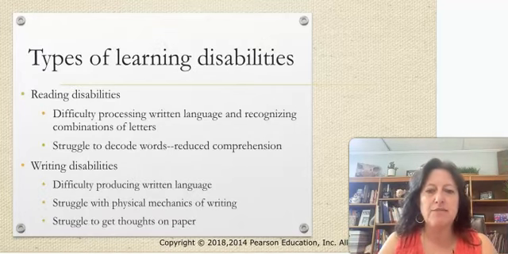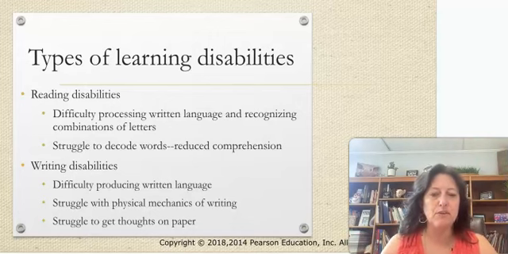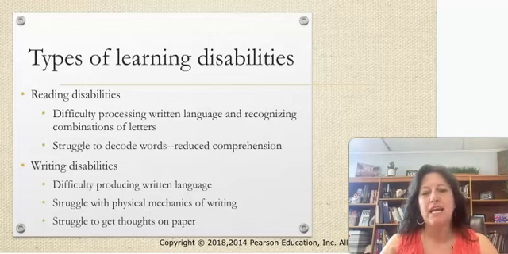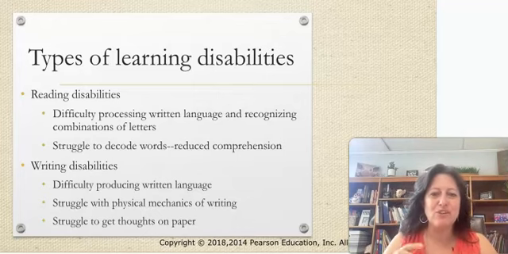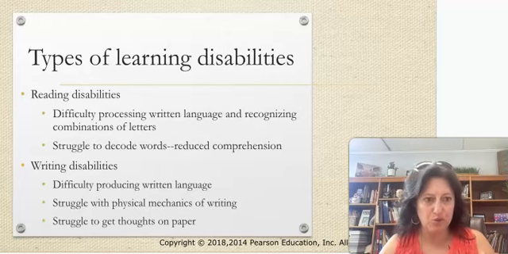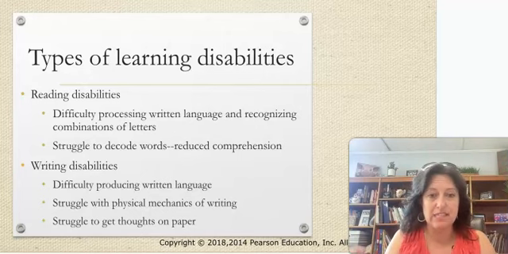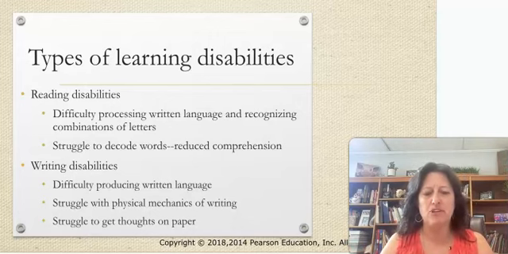So there's a couple types of different disabilities. The first is a reading disability. And these are students who have difficulty processing written language, recognizing combinations of letters. They'll struggle to decode words. They're so focused on sounding out and decoding what each word means that by the time they've lost the sentence, they don't know what they've read. So it reduces their comprehension.